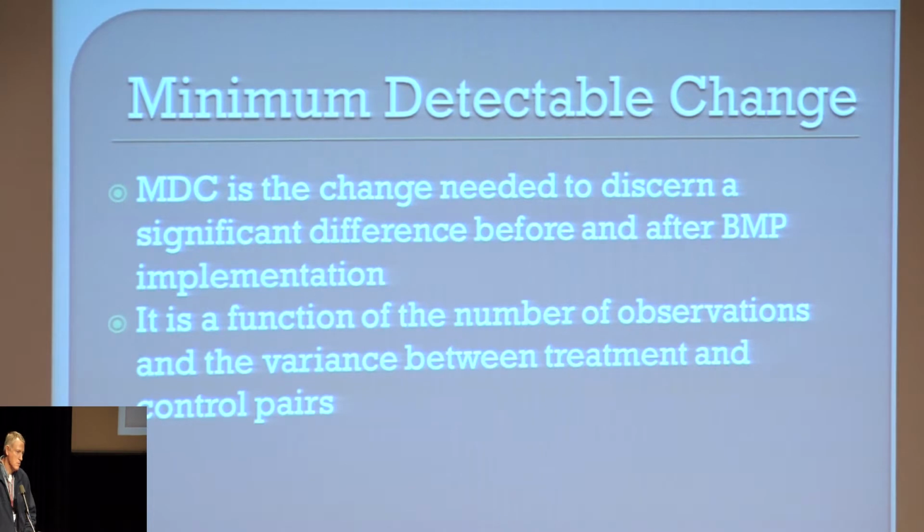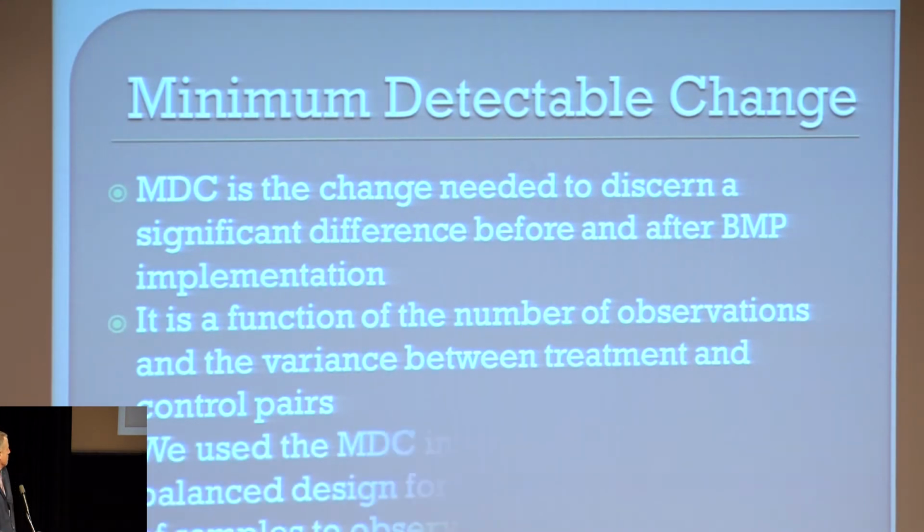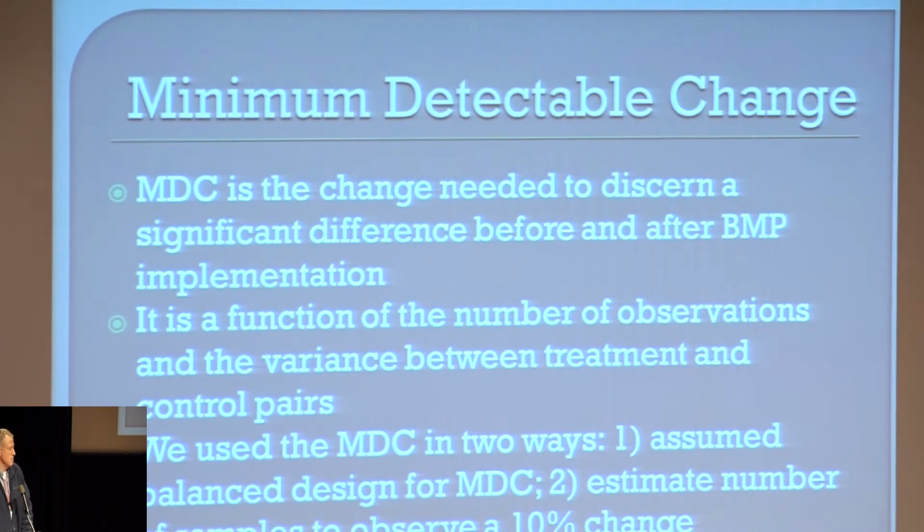It's a function of the number of observations you make and the variance among those observations. So the more data you get, the narrower the variance gets, and you can detect changes in the future a lot better. So we use this MDC concept in two different ways. We assumed what happens in a balanced design. So we collected 2 samples a month, bi-weekly samples for 4 years. What if we had that same sample collection, 100 observations over 5 years in the future? And then secondly, how many samples would we have to collect to see a 10% change based on the variability of the data so far?